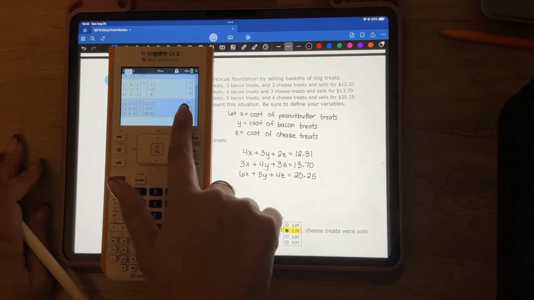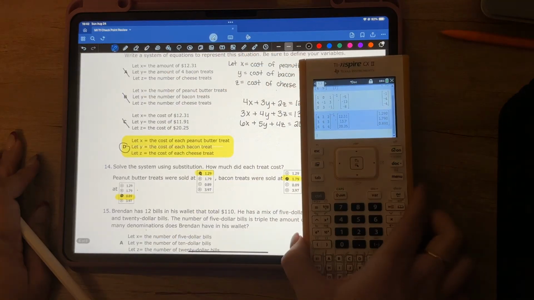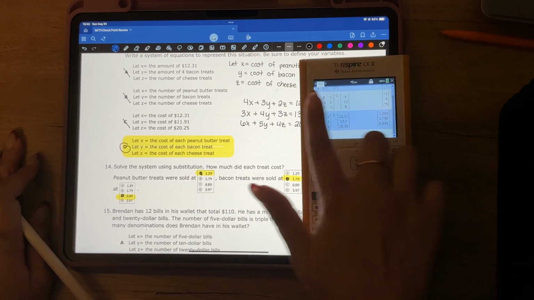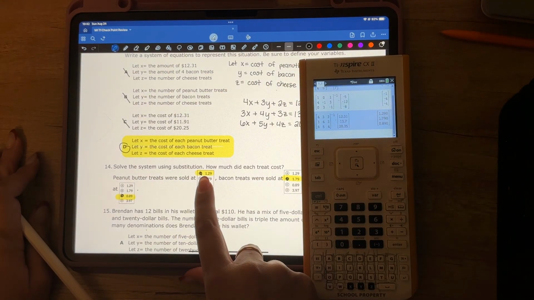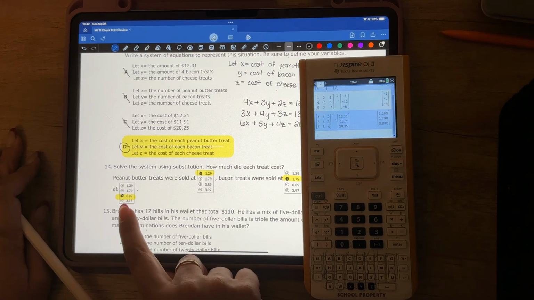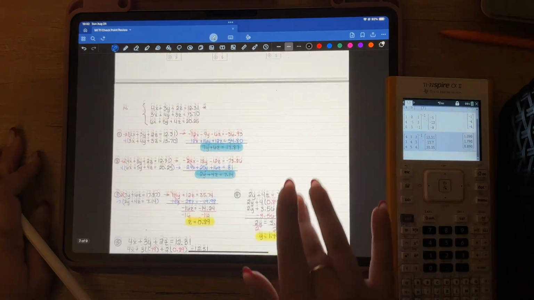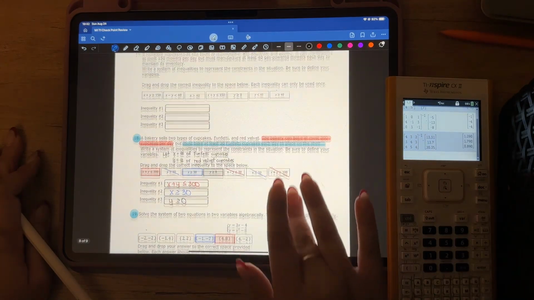And then notice that we're getting the same values that we got as our final answer here, where our X, which was our peanut butter, was $1.29. Our Y, which was the bacon, was $1.79, and our Z, which was the cheese treats, was 89 cents. Okay, so that would be the same if you wanted to do that.